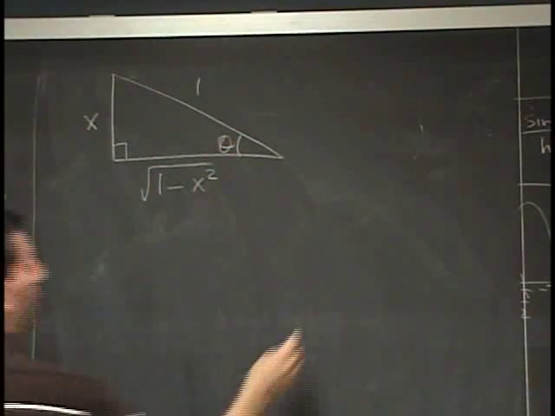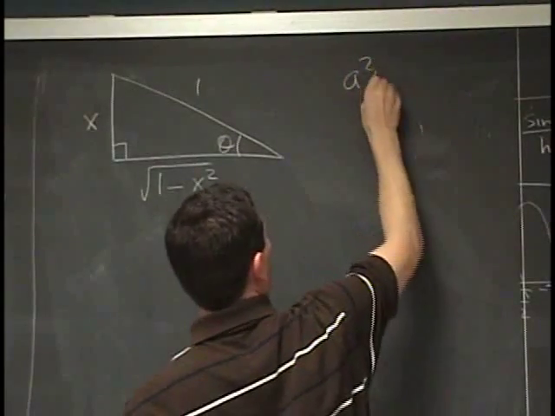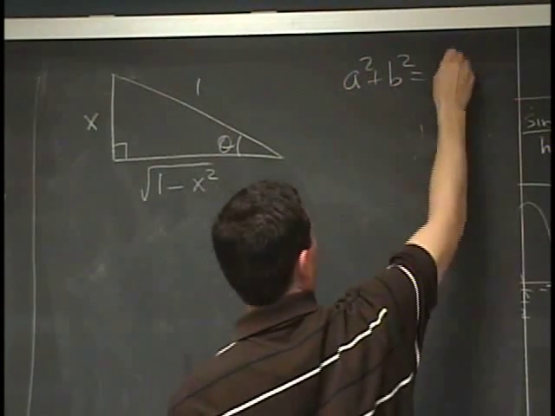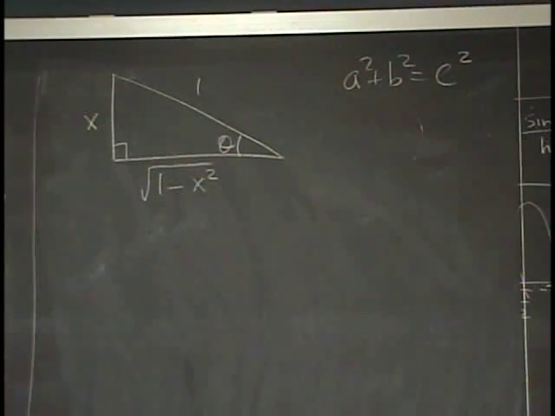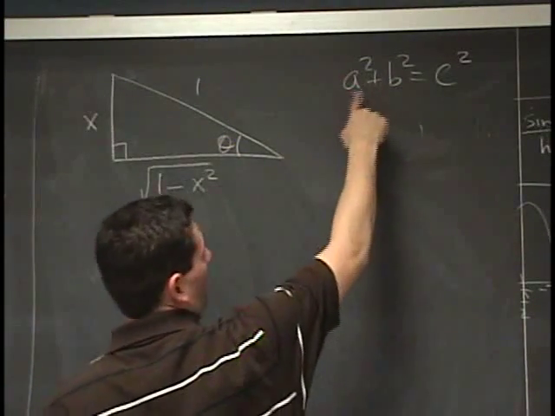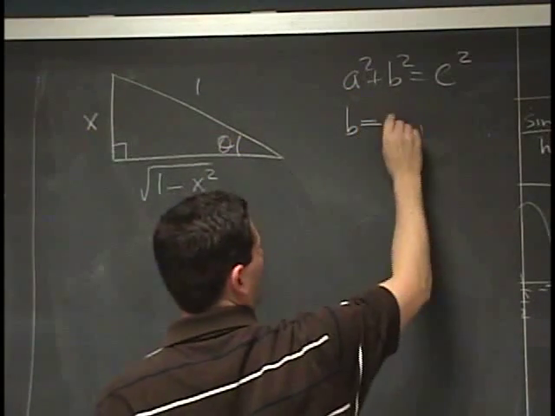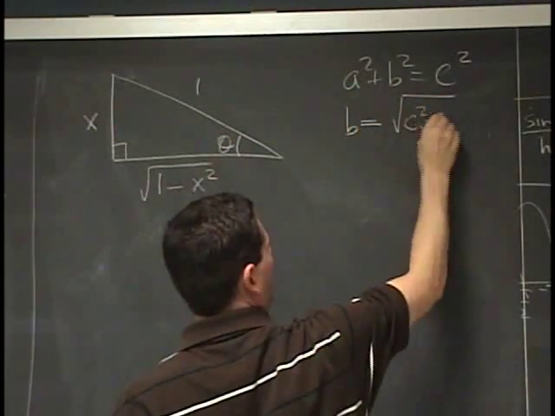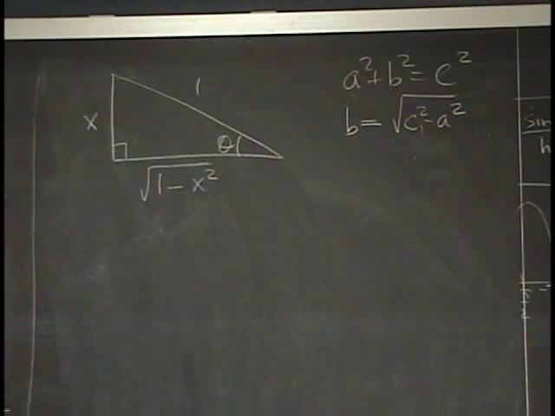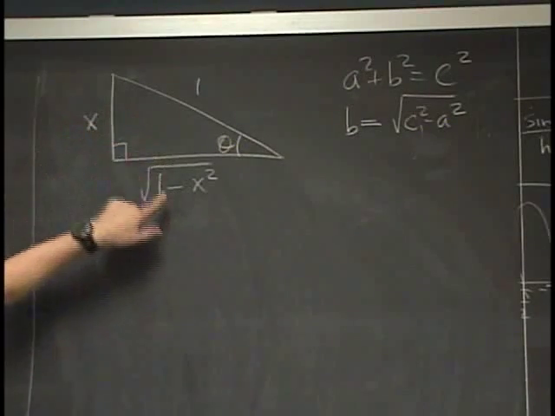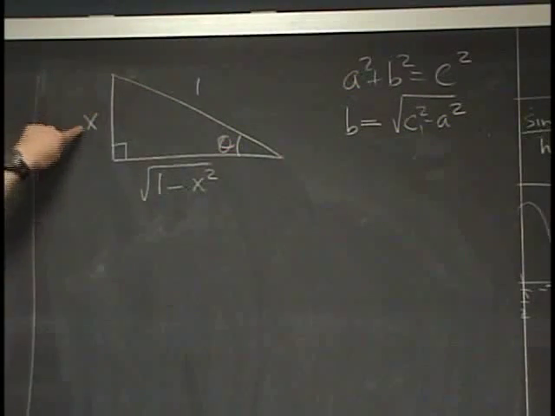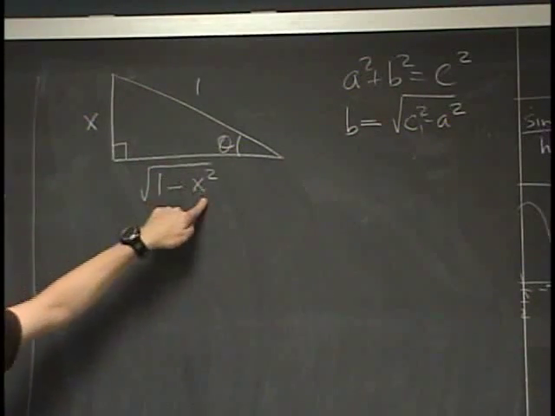We know that, of course, if you have a right triangle, side lengths a and b, and hypotenuse c, a squared plus b squared equals c squared. So if you have one of these and you have the hypotenuse, then b, for instance, will be the square root of c squared minus a squared. So here, you know the c and you know the x, so you do the square root of 1 squared minus x squared.